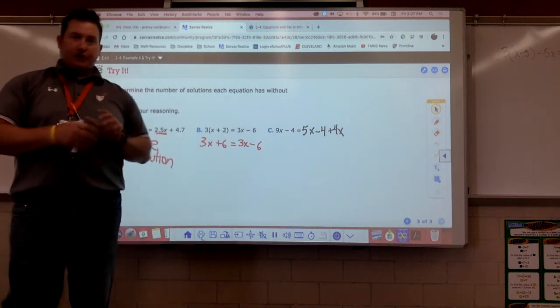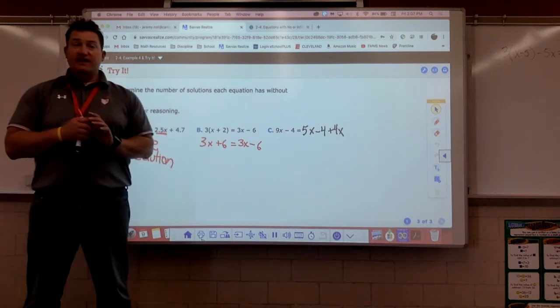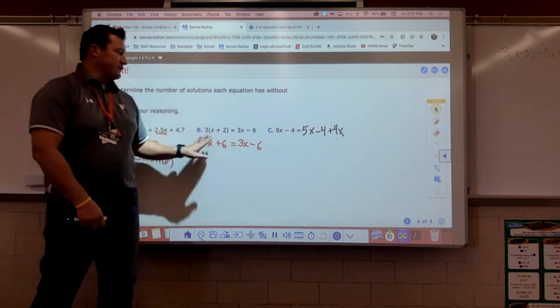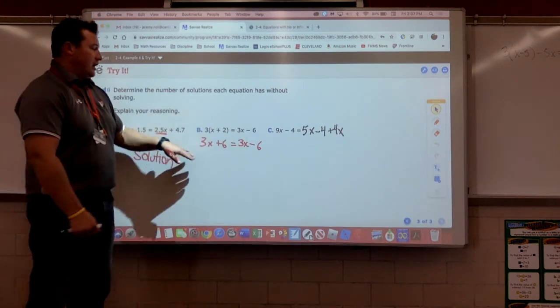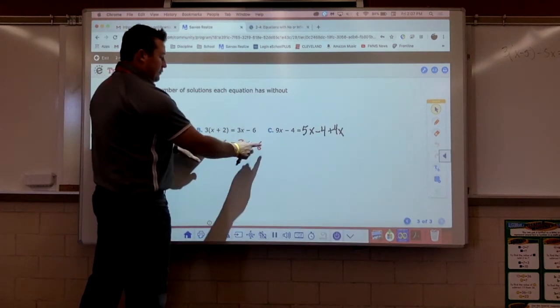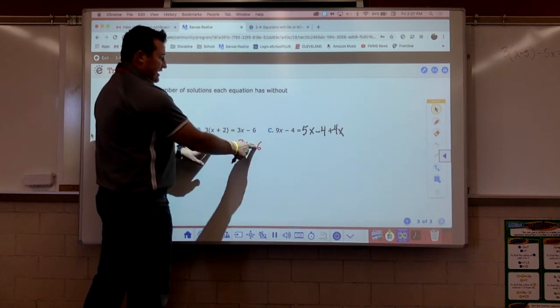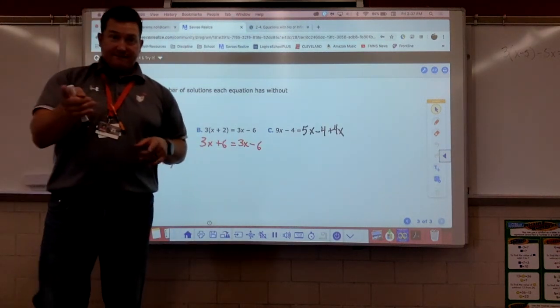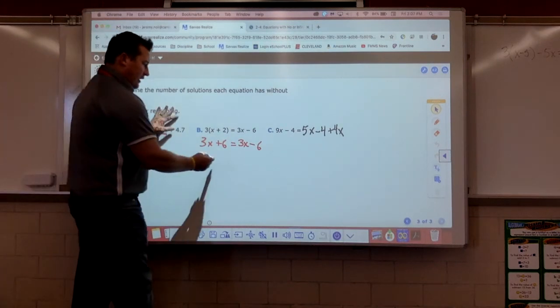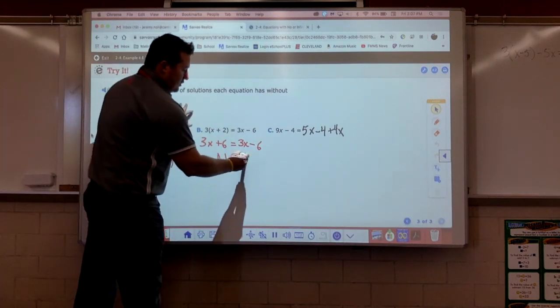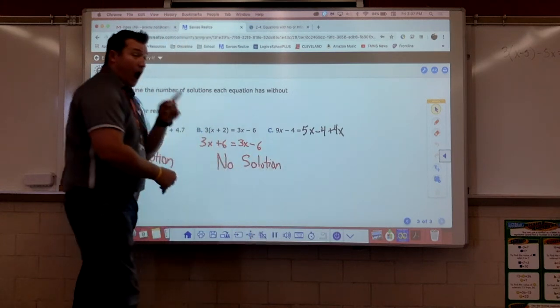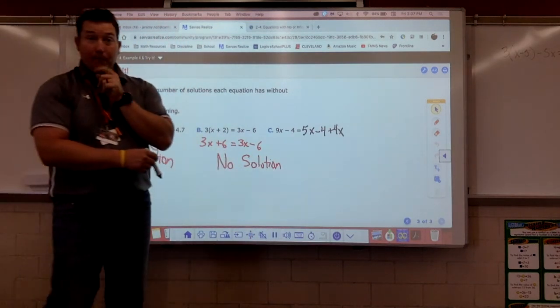Now we can use our flowchart. Look at your variable terms. Are your coefficients identical? Yes, they are. Positive 3, positive 3. Okay, we know they're going to cancel out. Look at your numbers. 6, negative 6. Are those the same? Are those identical? No, they're not. Use the flowchart. No solution. Gee, I wonder what the last one could be.